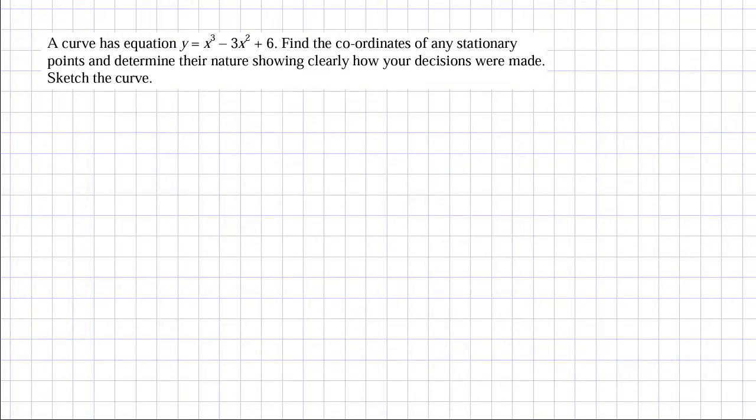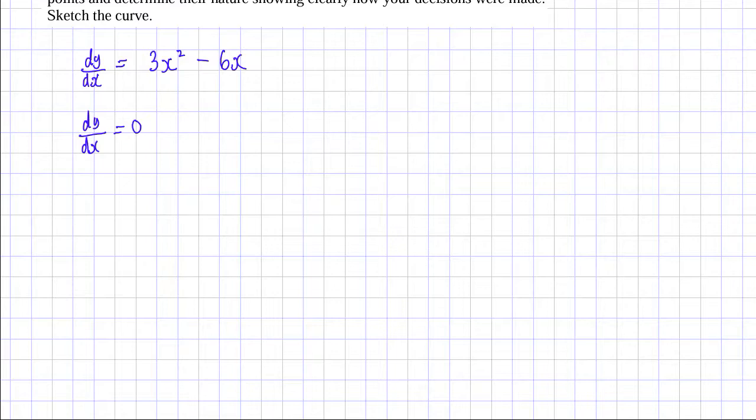So let's start with the gradient function. So let's find dy over dx, and this is going to be 3x squared minus 6x. Okay, so now I need to set the gradient as 0. So let's say, okay, when dy over dx is equal to 0, we're going to have 0 is equal to 3x squared minus 6x. So I'm doing this to find where the stationary points are, because the stationary points have gradient 0.